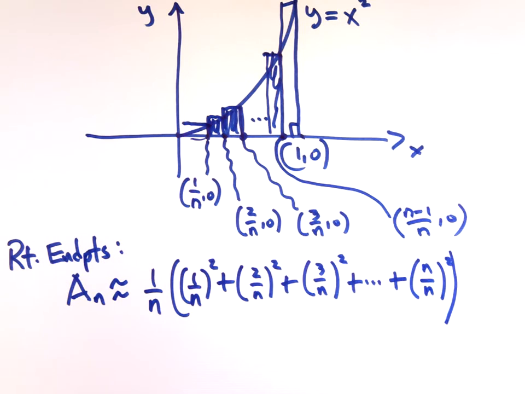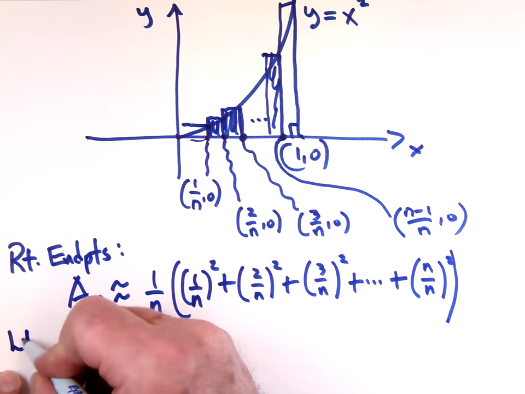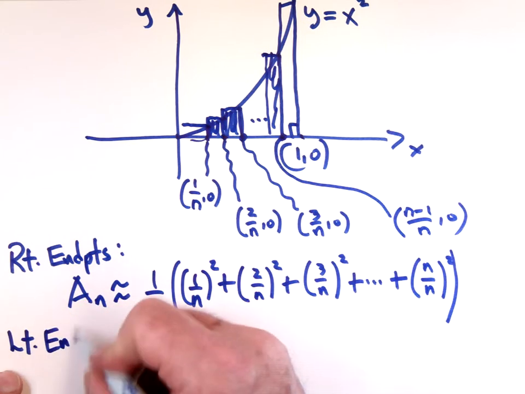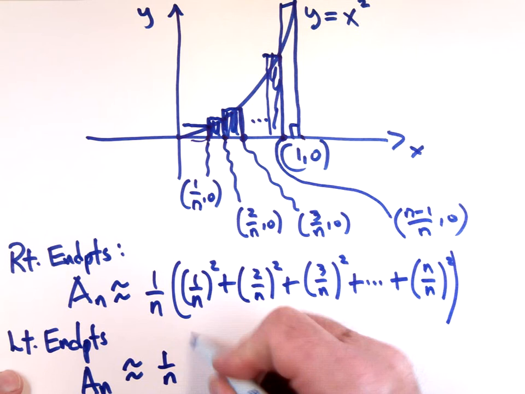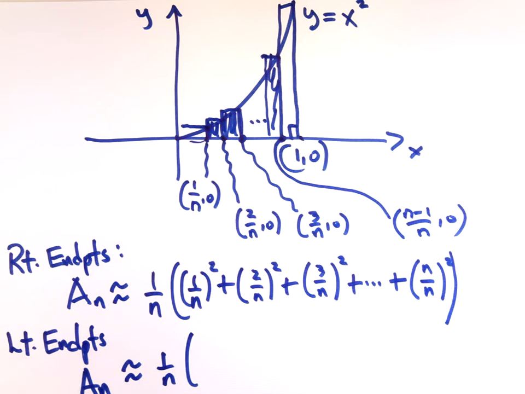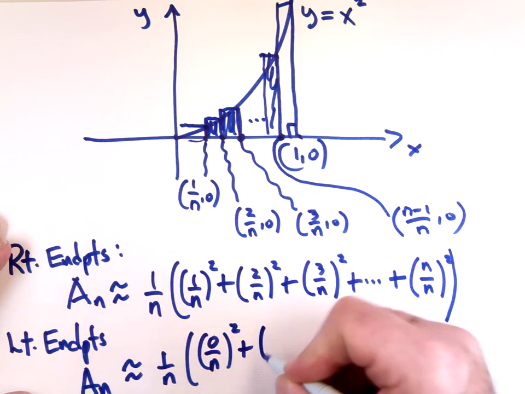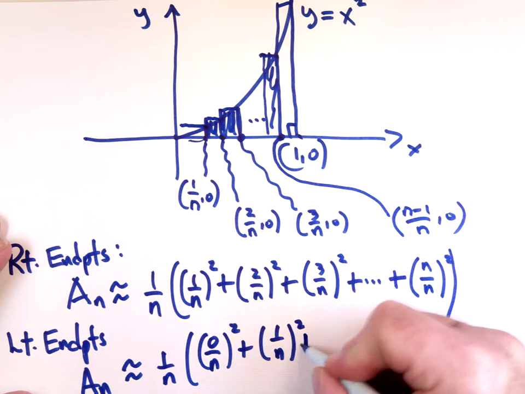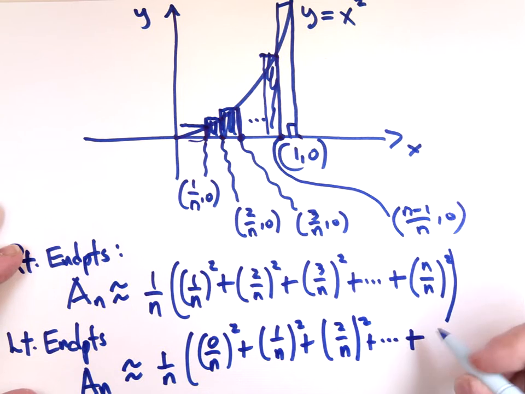Let's do left endpoints. Each one is still 1 over n. But now, what's my first height? 0. Now, what's my next one? And then the next one. Now, what's the last one here? N minus 1 over n squared. Yes. Okay, that would be the last one. It's the second to last one of the above one. Okay, those are my two approximations.